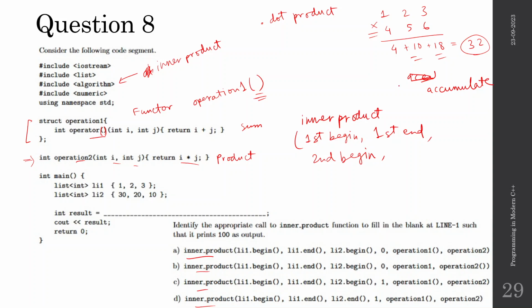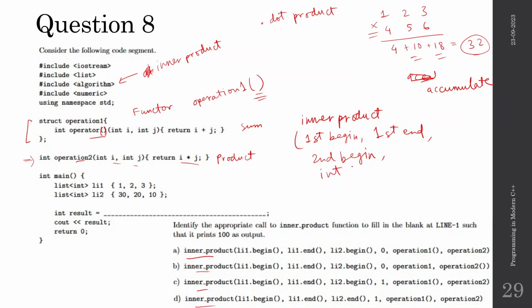We don't need the second array's end. Why? Because in the case of inner product, the sizes of both arrays have to be the same. From the first array's beginning and end, we can deduce the size, and it must match the second array's size. That is why we do not explicitly need the second array's end.